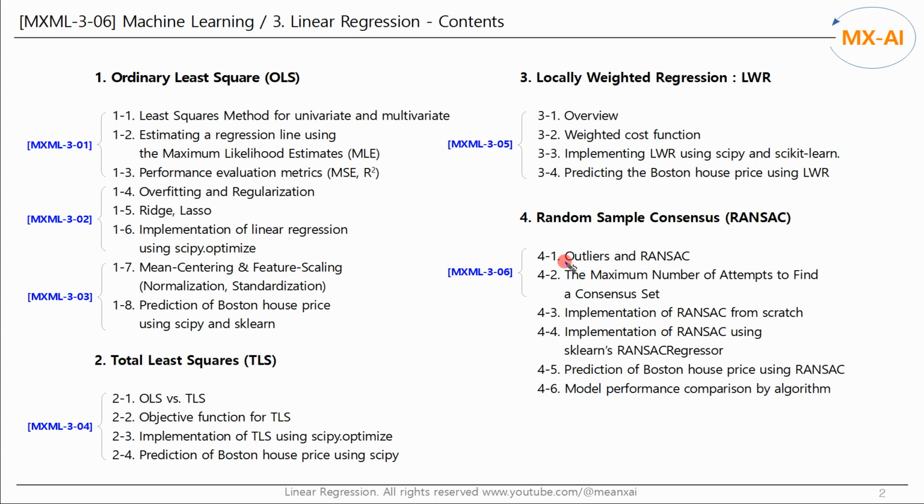So far, we have looked at an overview of RANSAC and determined the maximum number of attempts to find a consensus set. In the next video, we will use this number of attempts to implement the RANSAC algorithm from scratch. Then let's use scikit-learn's RANSAC regressor and compare the two results. And let's use RANSAC to predict Boston house prices. Finally, we will compare the performance of Boston house prices predicted by OLS, TLS, LWR, and RANSAC.